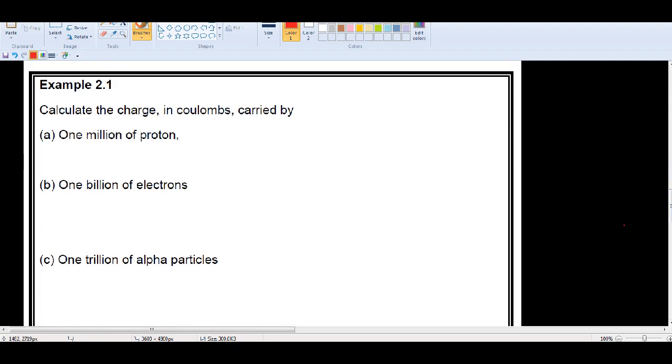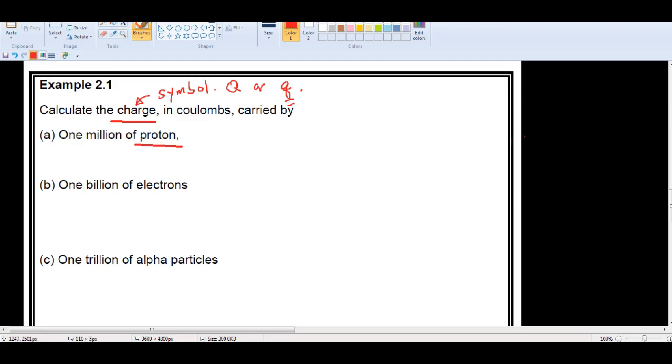Calculate the charge in coulombs carried by 1 million protons. So you need to calculate the charge. In physics, normally we use the symbol, sometimes capital Q or lowercase q. It depends on the textbook. In this textbook, normally they use lowercase q. So how could we calculate the amount of charge? That's 1 million protons.